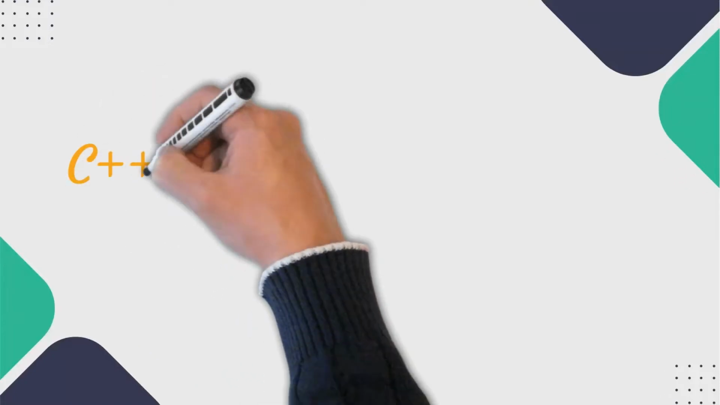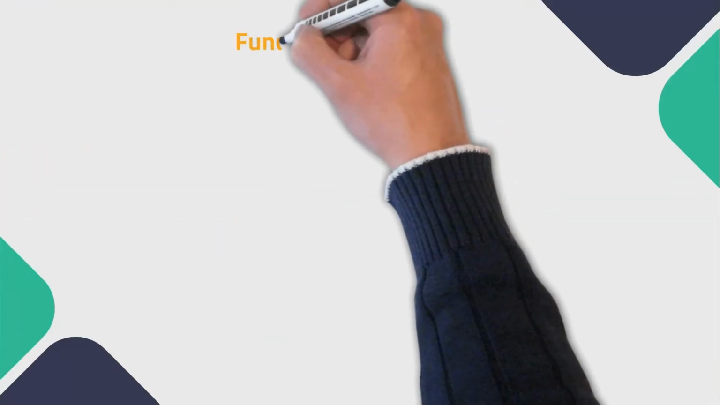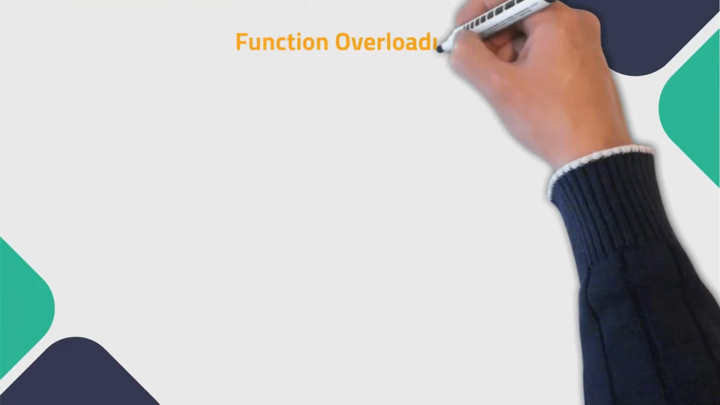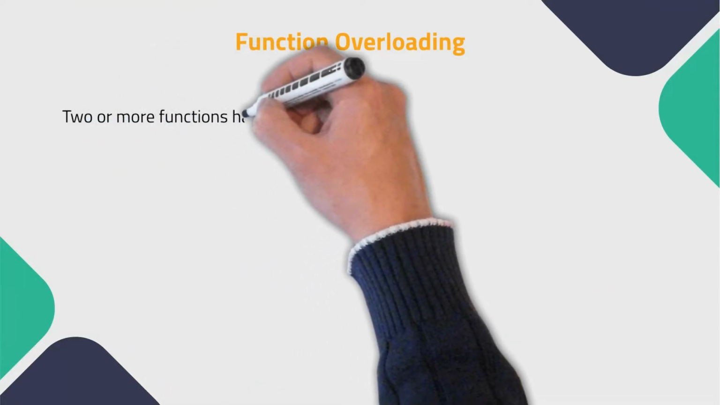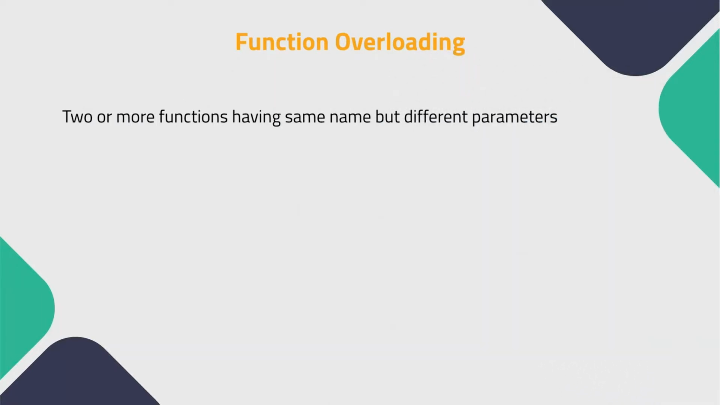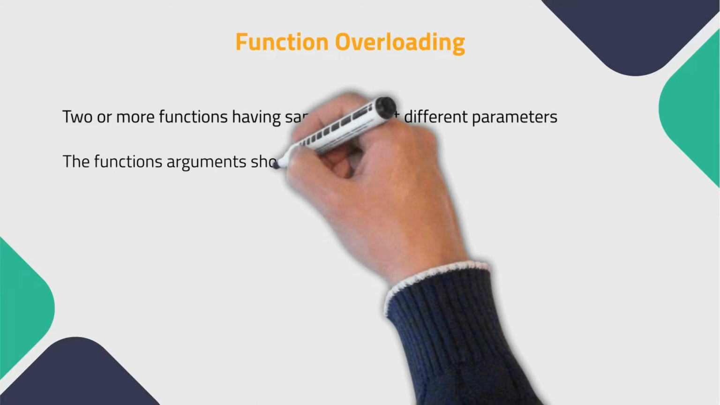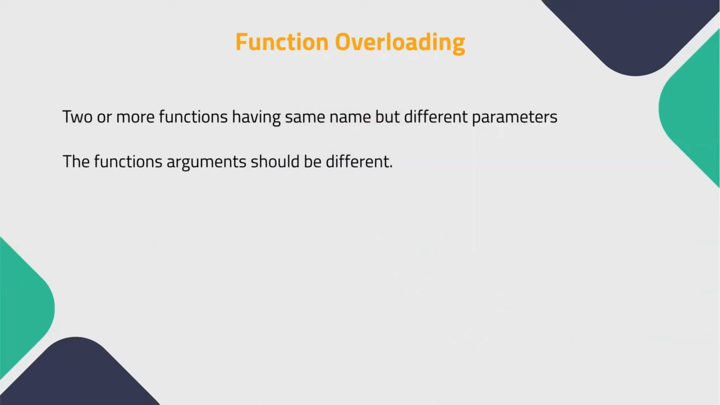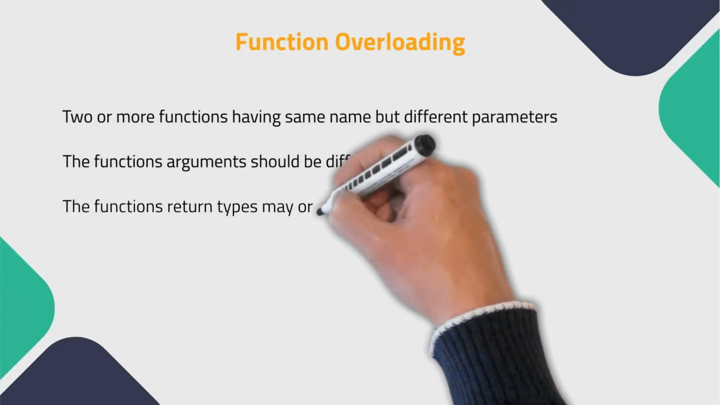In this video, we will discuss function overloading in C++. Function overloading. When two or more functions have the same name but different parameters in a program, it's referred to as function overloading. Each function's arguments should be different from another function defined in the same program. The return types of the functions may be the same or different.